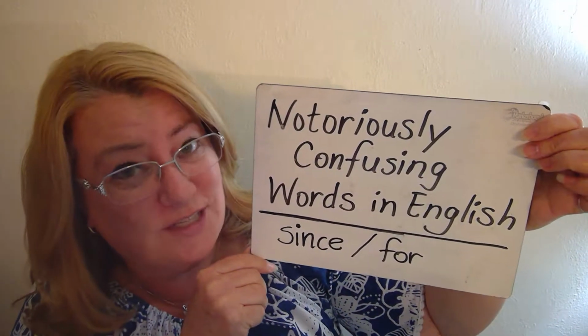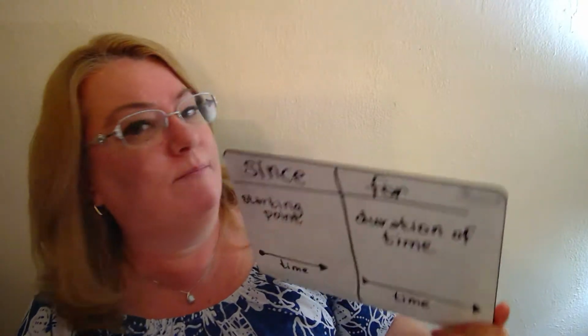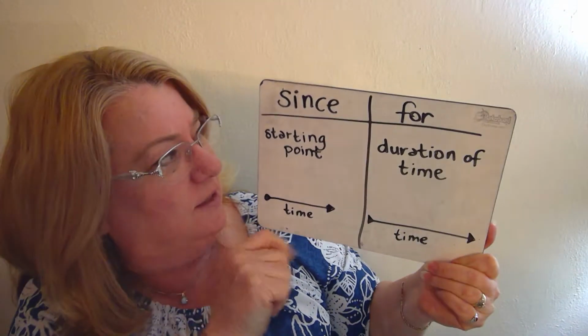Notoriously confusing words in English: since, for. Now, these can be confusing because they both tend to work with time, and people can get these confused very easily. But we're going to look at maybe a simple way of understanding it.